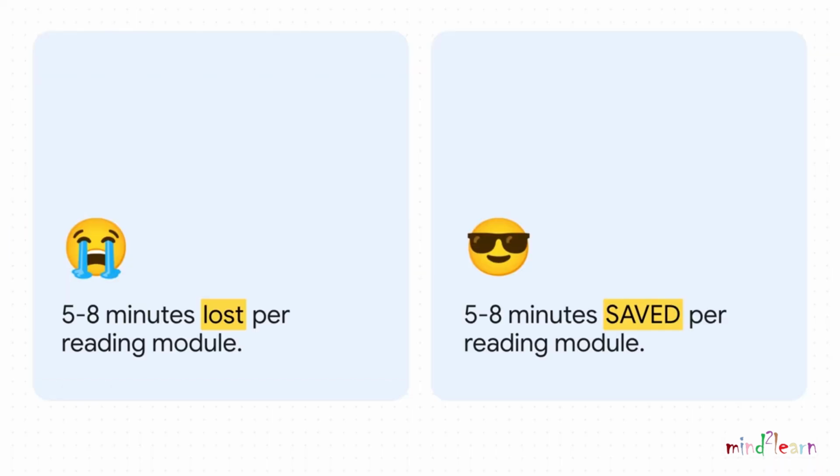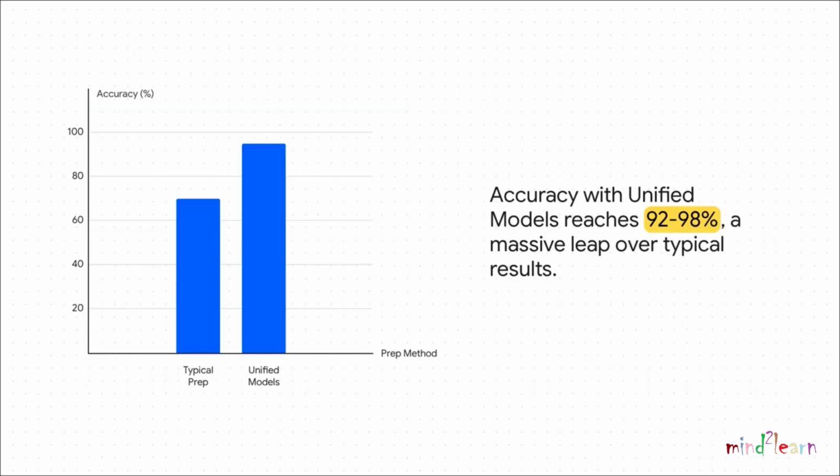First up, speed. With traditional prep, most students are lucky if they finish on time. They usually end up losing 5 to 8 precious minutes. But with this method, that's completely flipped on its head. Students are actually saving 5 to 8 minutes, which is extra time to go back and check your work. That's a massive advantage. But hey, speed doesn't mean anything if you're getting the answers wrong. And this is where it gets really interesting. Students using this are apparently hitting an accuracy rate between 92 and 98%. So they're not just answering way faster, they're answering with near perfect precision.